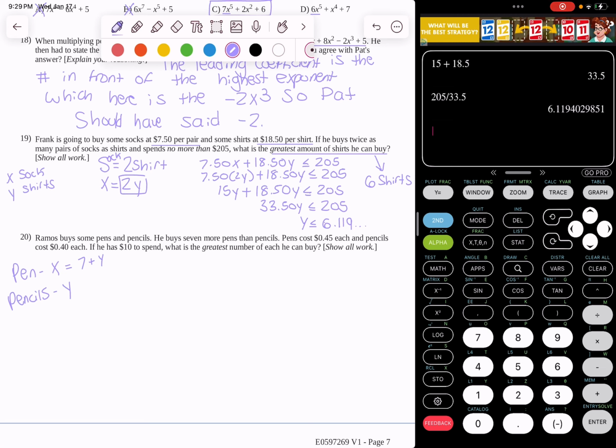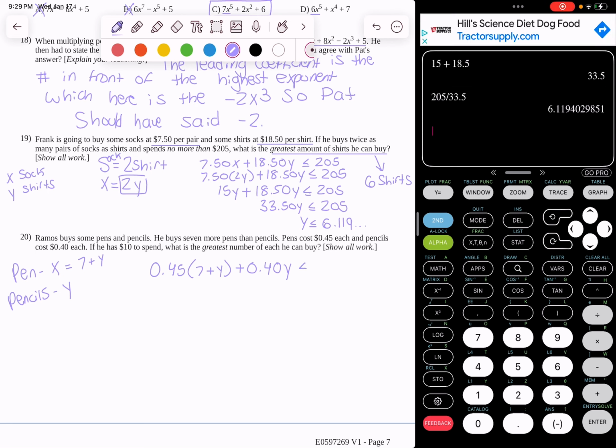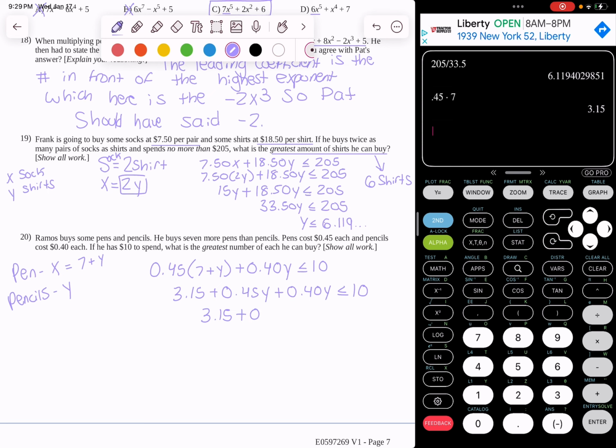All right. Pens cost 45 cents, which we know pens are 7 plus the Y. And pencils are 40 cents, which we know that pencils are Y. And he has $10 to spend, which means he could spend less than or equal to 10. So 0.45 times 7 gets us 3.15, plus 0.45y, plus 0.40y is less than or equal to 10. So we'll have 3.15 plus 0.85y is less than or equal to 10.